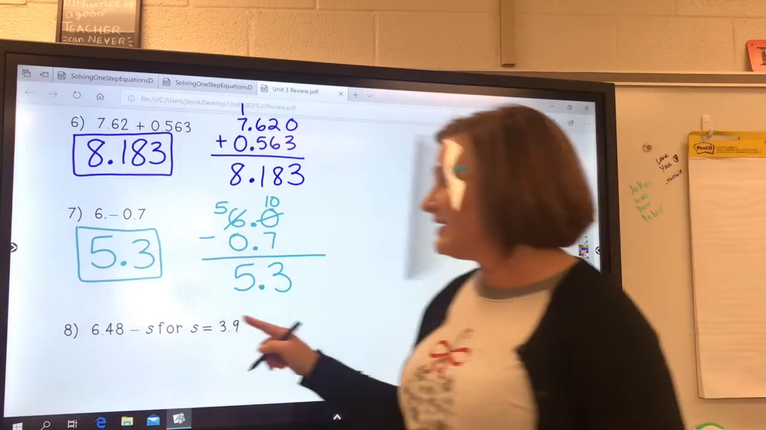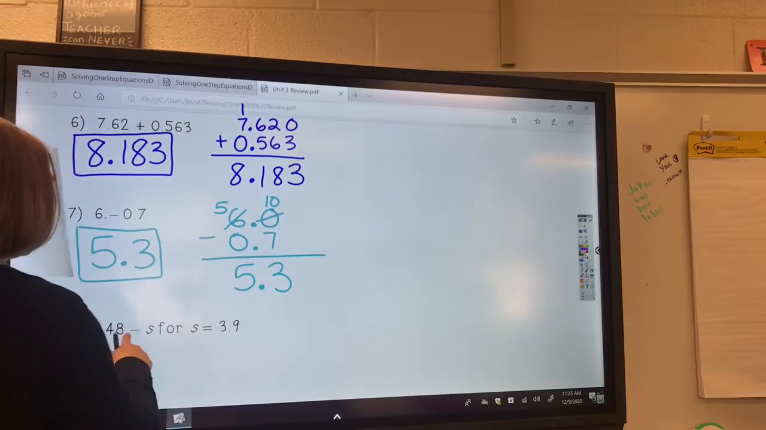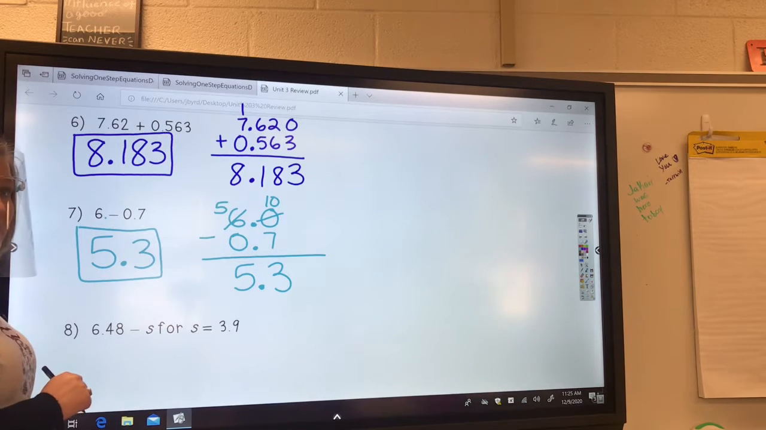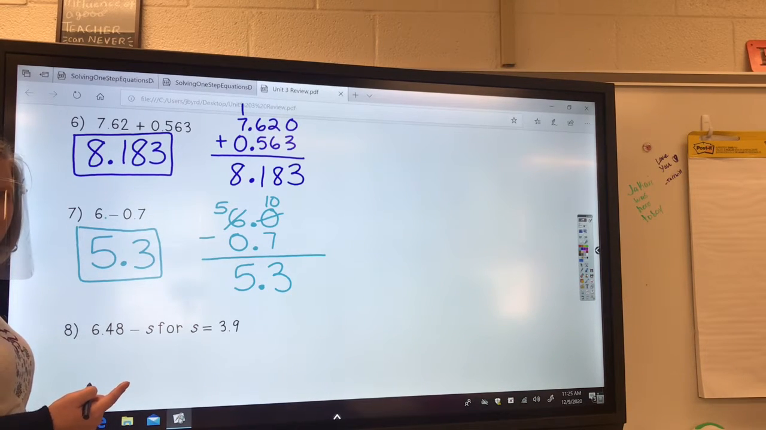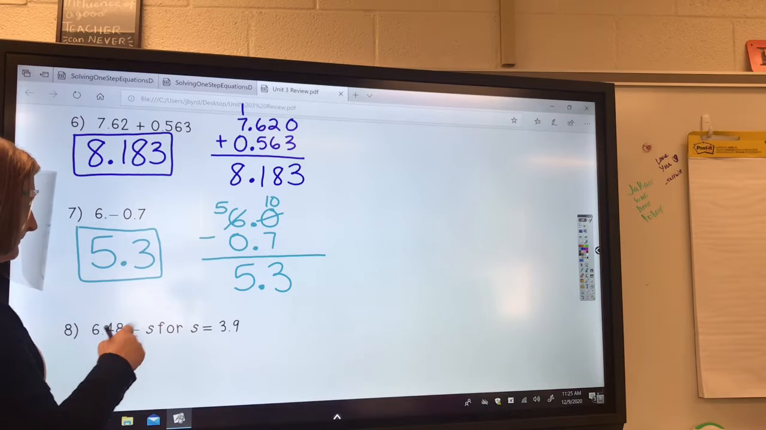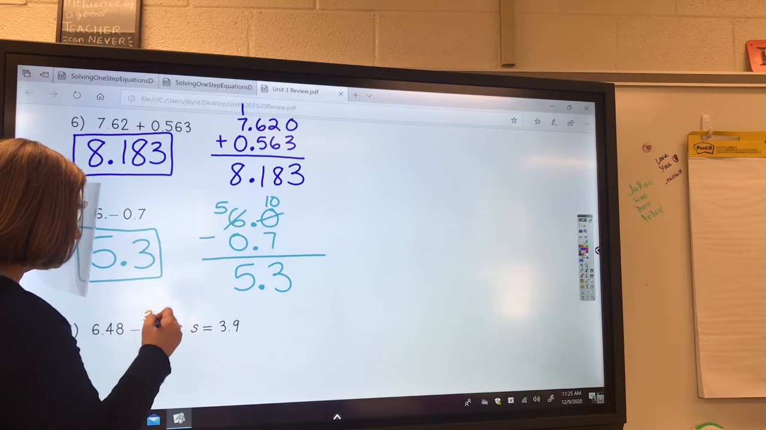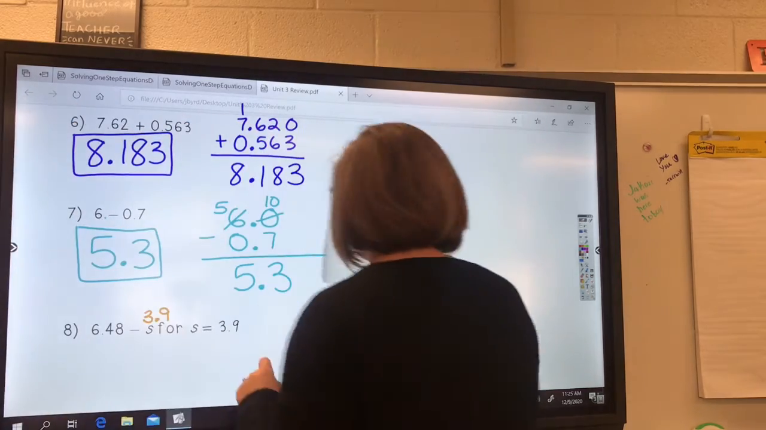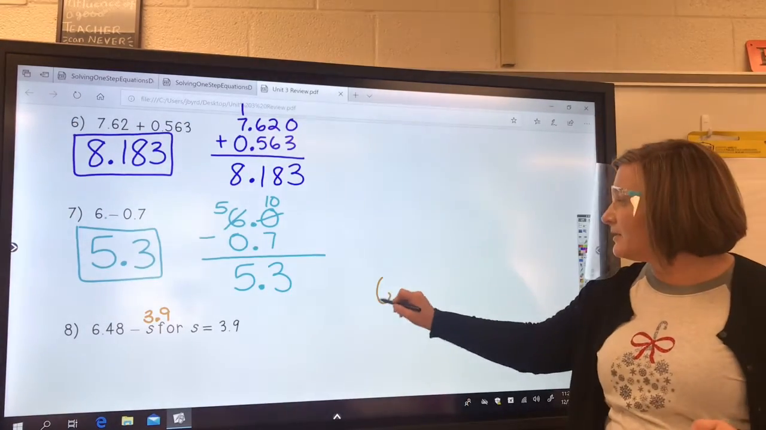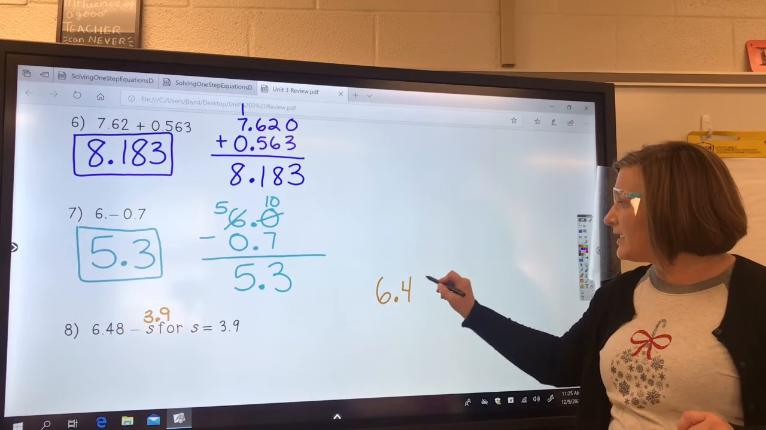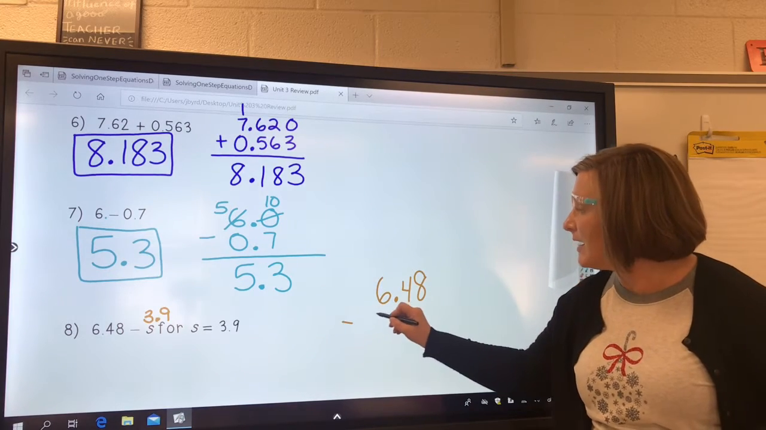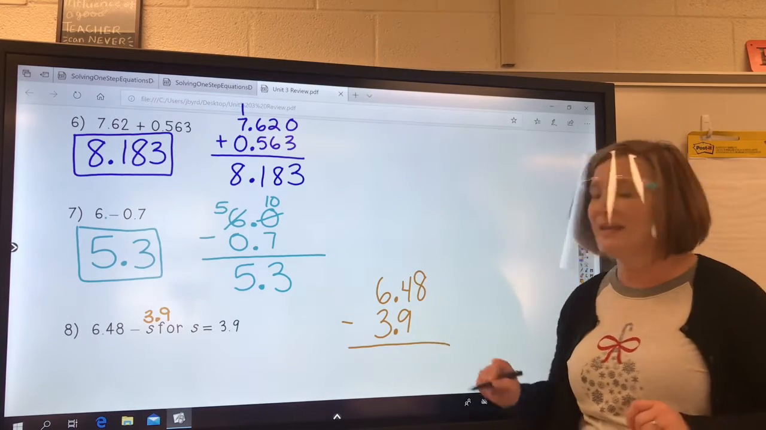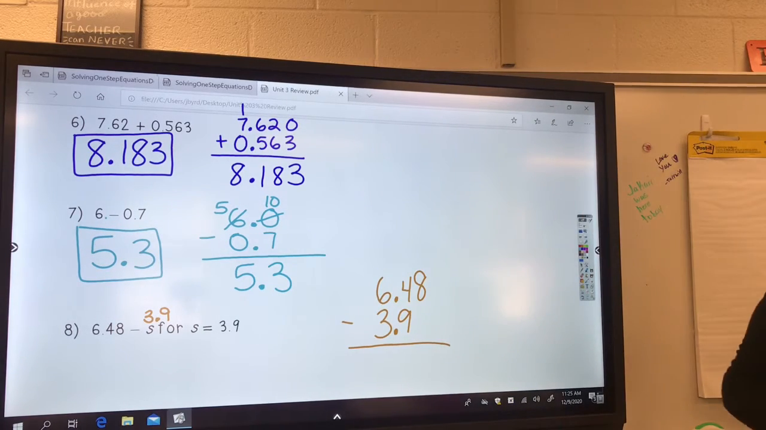For number 8, I have 6 and 48 hundredths minus S, for S equals 3 and 9 tenths. So what do we have to do? Put for the S 3.9, 3 and 9 tenths. So then I'm going to go over here and do my work. 6 and 48 hundredths minus 3 and 9 tenths. What do I need to add? A 0 behind the 9.